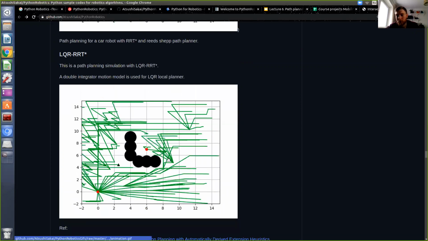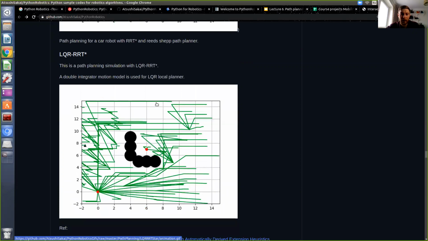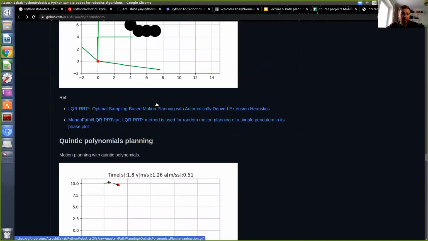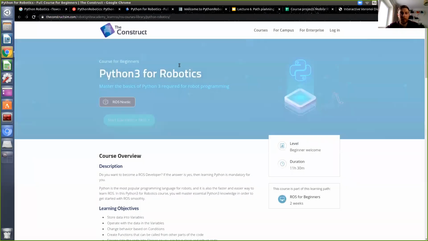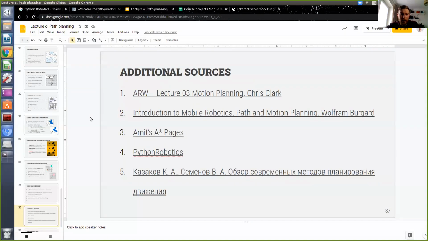So just try to check this repository, see the GIFs, see the code, and you can find a lot of interesting material on path planning here and on different other topics of robotics. So are there any questions?